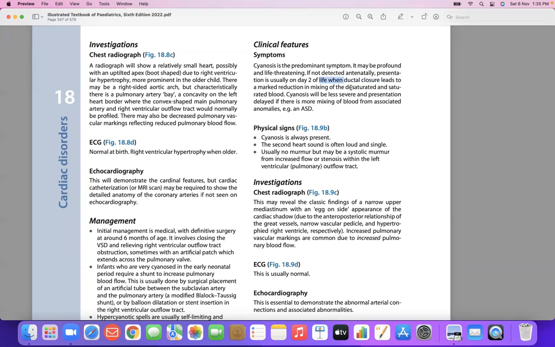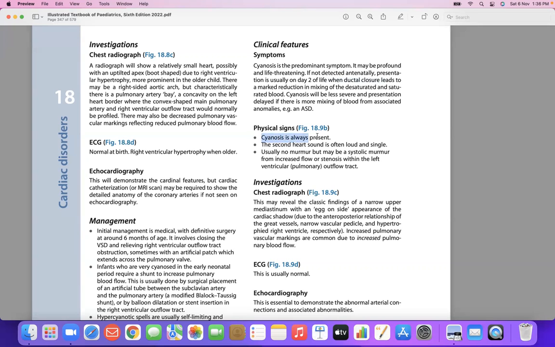Presentation is usually on day 2 of life, when duct closure leads to marked reduction in mixing of the desaturated and saturated blood, and there won't be any mixing when the duct closes. Cyanosis will be less severe and presentation delayed if there is more mixing of blood from associated anomalies. If there is an ASD, it is good, they can present late. If there is no ASD, the child is dependent only on the patent ductus arteriosus, so they can present on day 2 of life when there is closure of the duct.